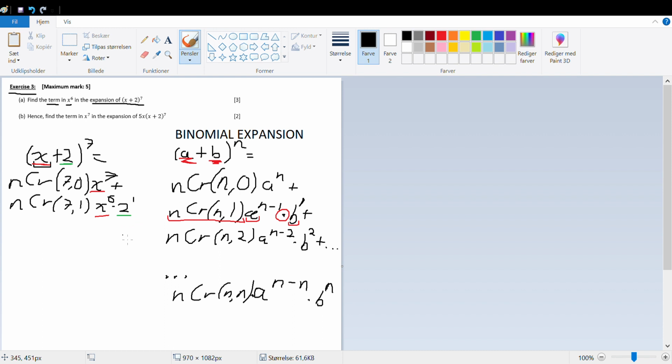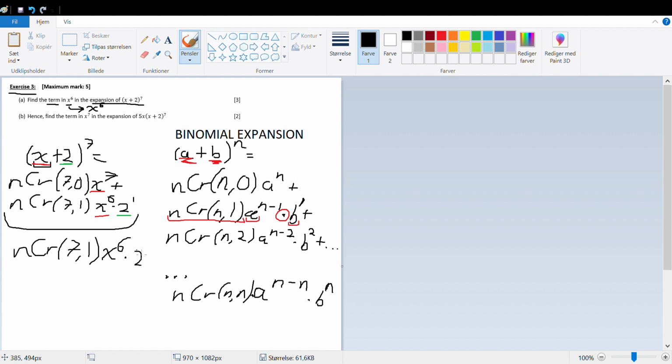Now, we can continue, and normally I probably would, but because this exam question very specifically asks for the term x to the 6th, we're looking for when we see x with 6 up here. Once you see that, that's the one that you want. So here, we can see, oh, this is actually our term. This is the one that we want. We would like to have nCr(7, 1), x to the 6th times 2.